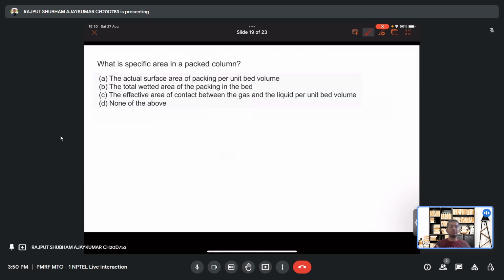So if you know the concepts, this is a straightforward question, and the correct answer will be C. That is the effective area of contact between the gas and the liquid per unit volume of the bed. Okay. So the correct answer is C, effective area.